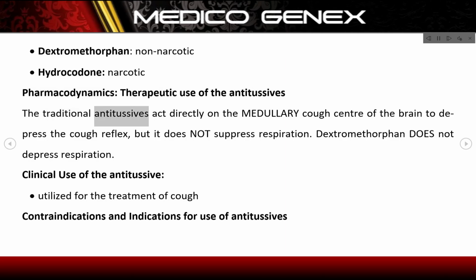The traditional antitussives act directly on the medullary cough center of the brain to depress the cough reflex, but it does not suppress respiration. Dextromethorphan does not depress respiration. Clinical use of the antitussive: utilized for the treatment of cough. Contraindications and indications for use of antitussives.